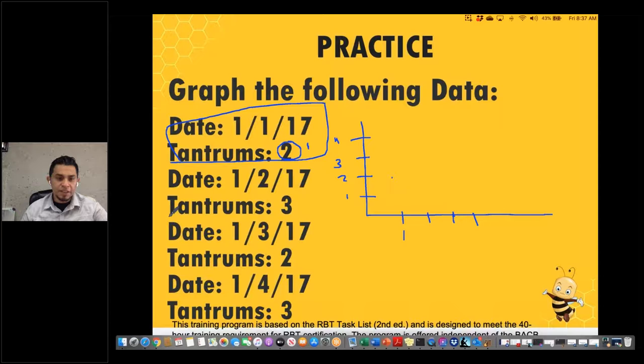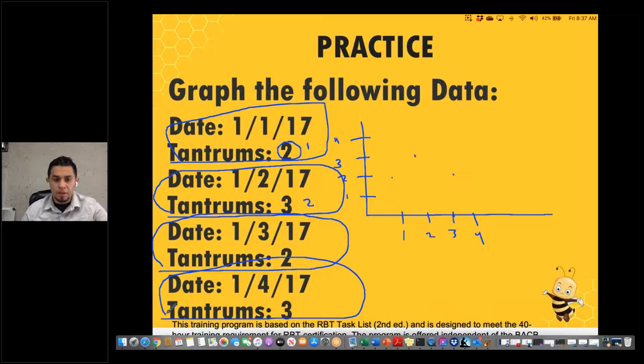Okay, so this is day 2. In this situation, the behavior occurred 3 times. So you're going to put it here. Okay, so this is day 2. Day 3, we had 2 tantrums. Okay, so in that situation, you're going to put it here. Okay, 3. And then the last data point we have is 3 instances. So you're gonna put it here.